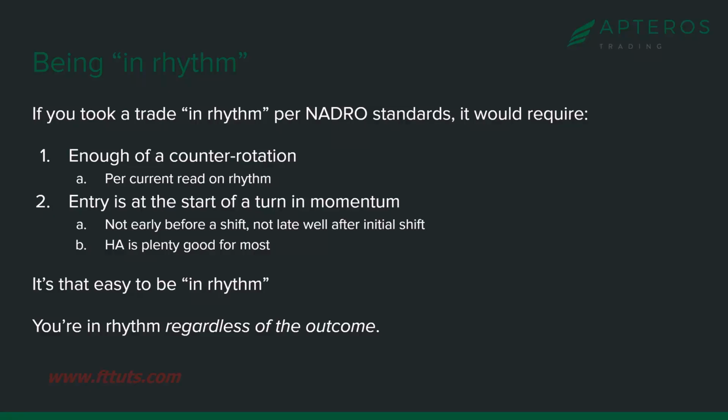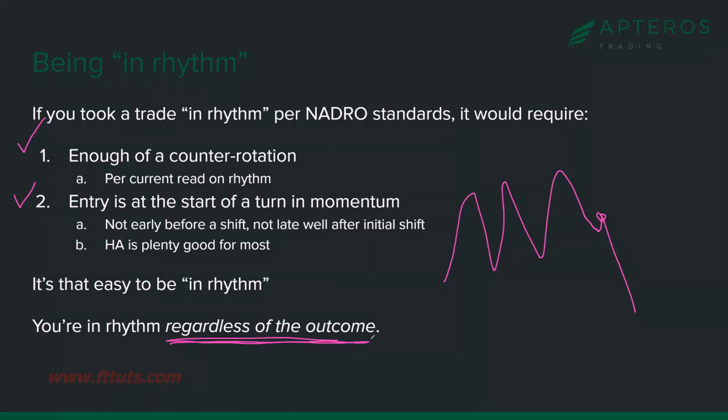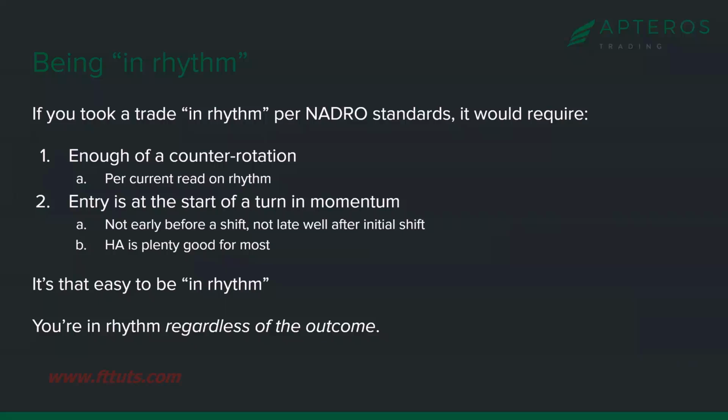Now, one thing that's really important, the last point here: what if the rhythm is like this and we come down and we get the turn and you get long and it does this? Were you out of rhythm? No, you were not. You had enough of a counter rotation. You got in at a momentum shift. It's regardless of the outcome, okay? So this was a nice trade in rhythm. Whether it was a nice trade overall, we'd need more information there around narrative and all that good stuff.